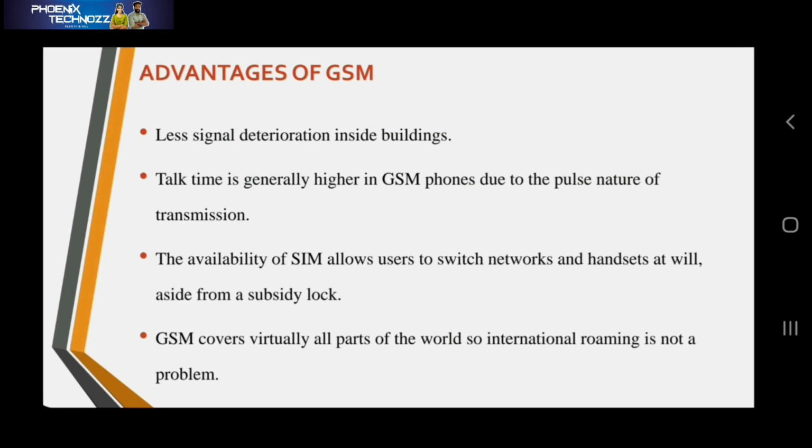Another advantage of GSM is that it covers all parts of the world, so roaming is not a problem. There are no roaming charges on international calls for GSM phones. That is, the connectivity is worldwide with extensive coverage. These are the main advantages of GSM technology compared to other mobile technologies.